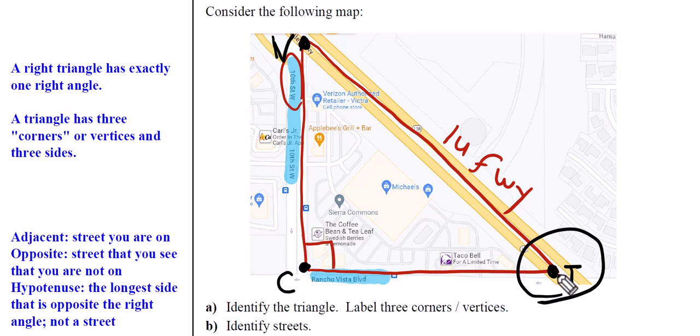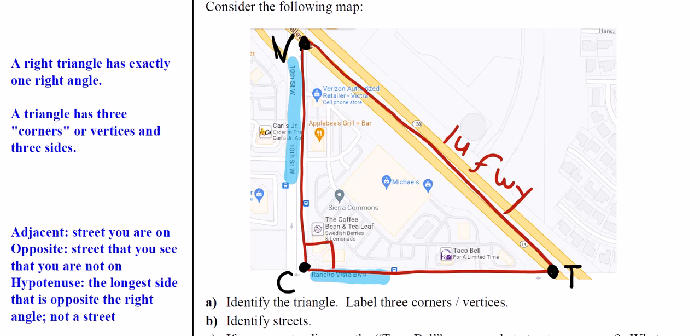As I'm standing on this corner, and I happen to be on Rancho Vista Boulevard, what street can I see from this corner? Well, if I look across, I can see 10th Street West. I can see Carl's Jr., I can see Chili's, I can see Applebee's from this Taco Bell corner. I'm not on that street, but I can see that street. We call this the opposite street. So if I'm standing on this corner, this is the adjacent street, and then this is the opposite street. I'm not standing on the opposite street, but I can see it.